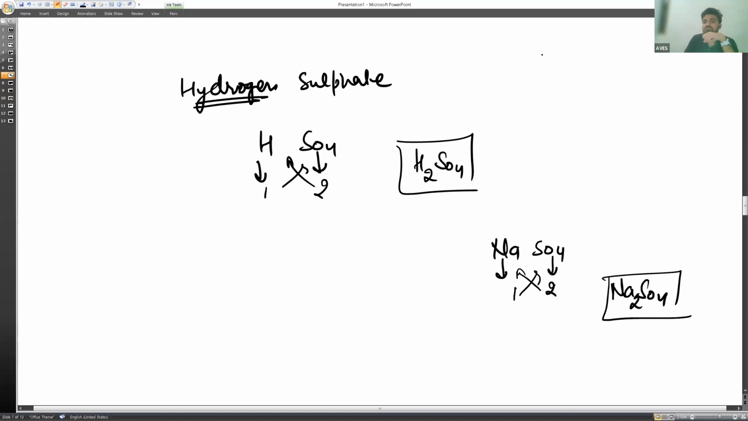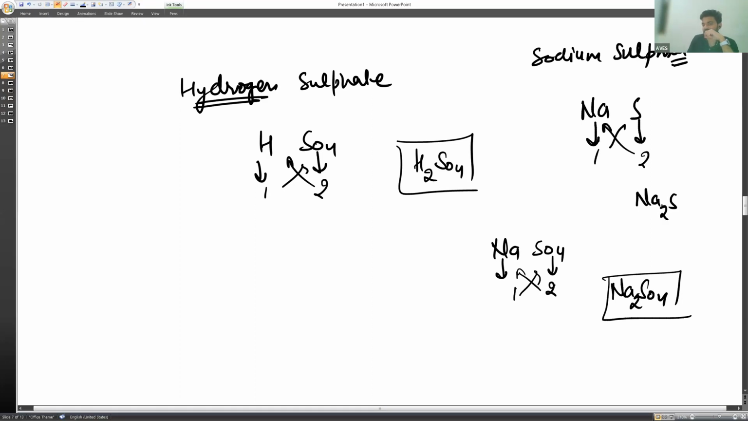Okay, sodium sulfide, IDE, single sulfur. So sodium has valency 1 and sulfide has 2. You cross multiply, you will get Na2S. This is sodium sulfide. Okay, this is the way that you have to write the chemical formula of the compound. Got it? Yes, sir. Next.